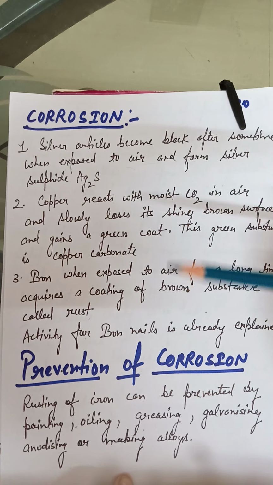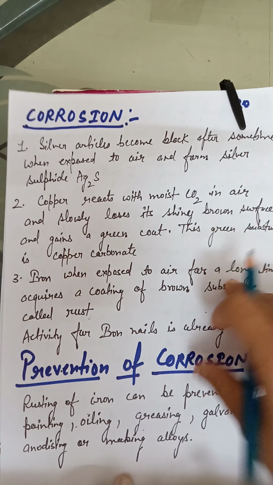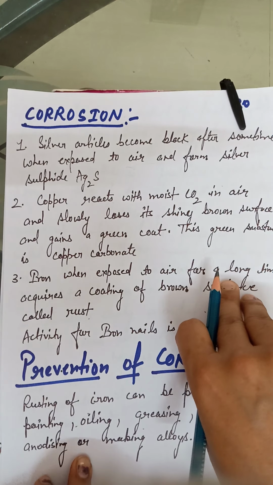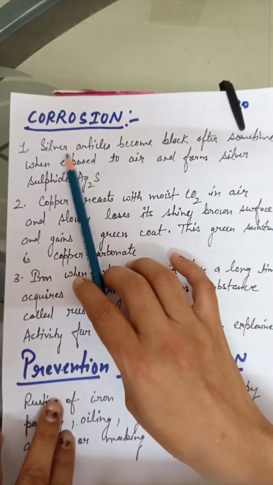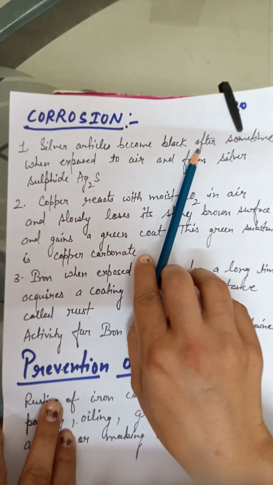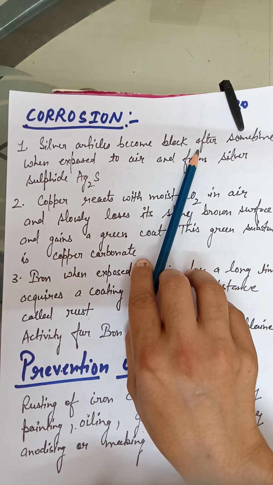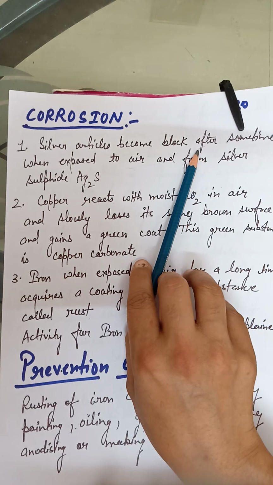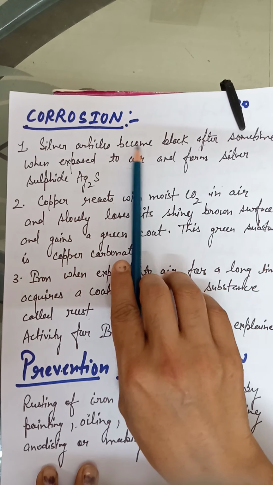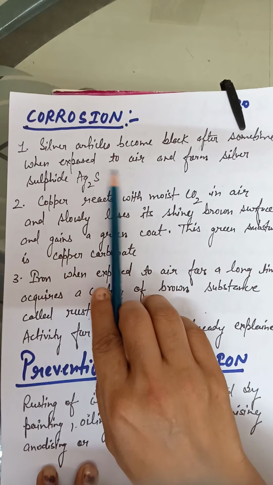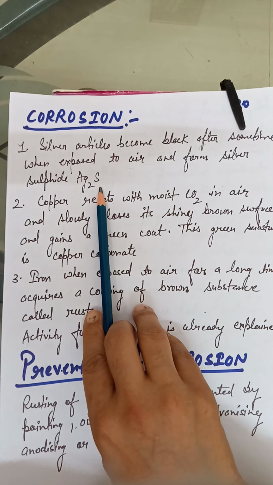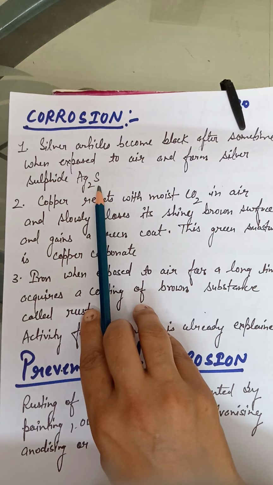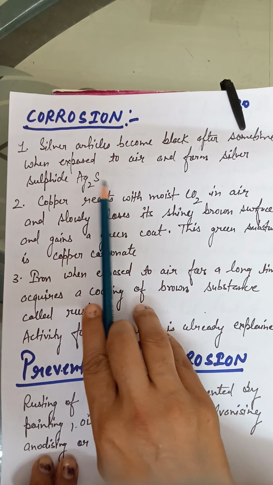But here we are discussing three different elements, that is copper, silver, and iron, as we have discussed in the first chapter also. So it is given here that silver articles become black. All of you know that whenever corrosion on silver articles takes place, the color is black. After some time, when exposed to air, it forms silver sulfide, and that is called silver sulfide.